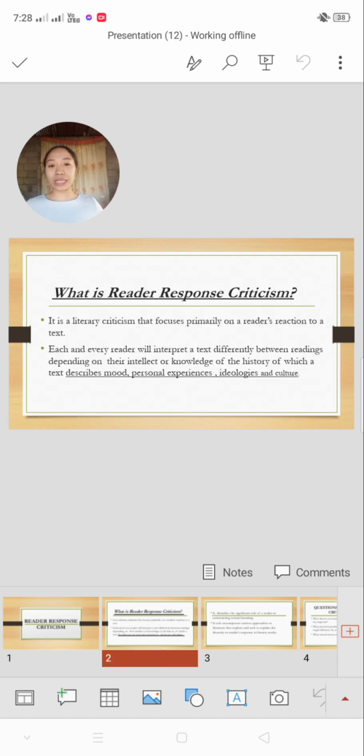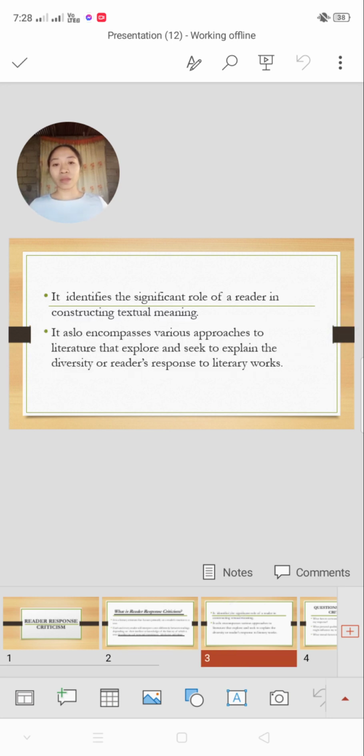Reader response criticism is a literary criticism that focuses primarily on a reader's reaction to a text. Each and every reader will interpret a text differently between readings, depending on the intellect or knowledge of the history of which a text describes, mood, personal experiences, ideologies, and culture. It identifies the significant role of a reader in constructing textual meaning.